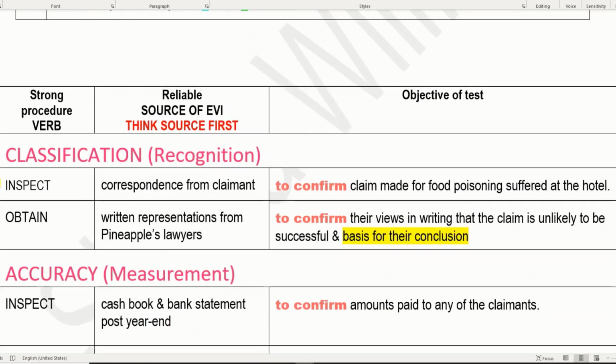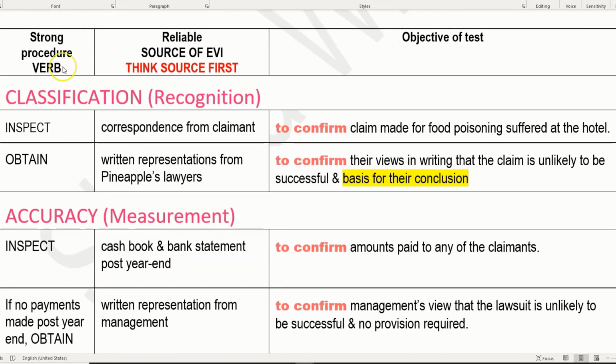Now, of course, in the exam, you're not going to do it in a tabular format, but I did it in a tabular format just to show you that we have to start off with a verb, and it has to be a strong procedure, like inspect or review as much as possible. Discussion is oral evidence, and we don't want that. We want to minimize that as much as possible. Then we've got to think of the source of the evidence, and then we need to put down the objective of the test to get that 1 mark.